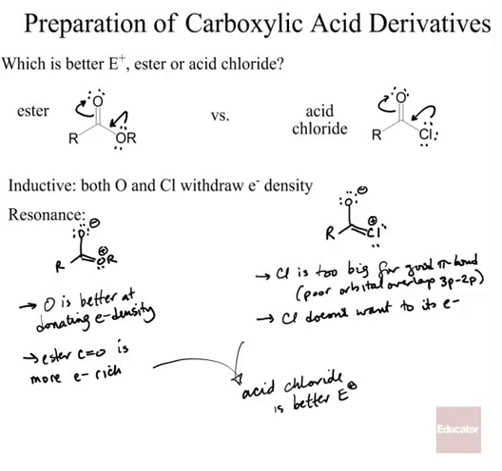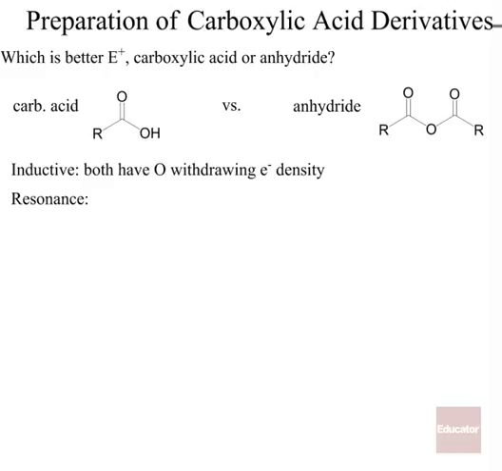Let's take a look at one more comparison. How about a carboxylic acid compared to an anhydride? Anhydride is kind of an interesting structure because we have these two carbonyls. And now we're comparing an oxygen leaving group versus an oxygen leaving group. So we really have no difference inductively in terms of electronegativity. Let's again jump to the resonance to see what those resonance forms look like. The carboxylic acid resonance form looks just like the ester resonance form, except we have a hydrogen here instead of an R group. And then for the anhydride, that oxygen can do the same thing.